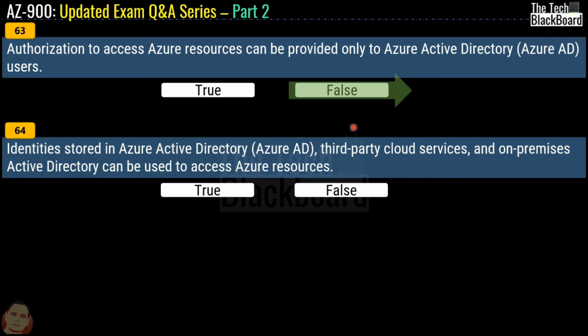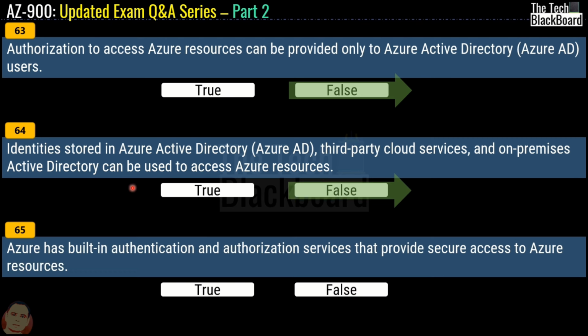Moving on with question number 64, it says identities stored in Azure Active Directory, third-party cloud services, and on-premises Active Directory can be used to access Azure resources. The correct answer is false. And then we have question number 65. It says that Azure has built-in authentication and authorization service that provides secure access to Azure resources. The correct answer for this question is true.